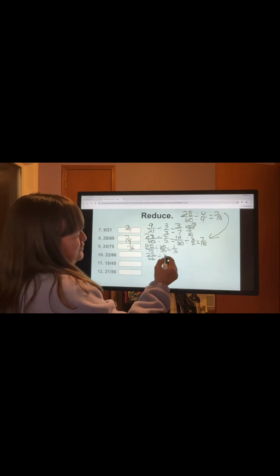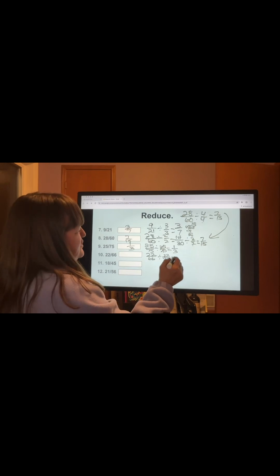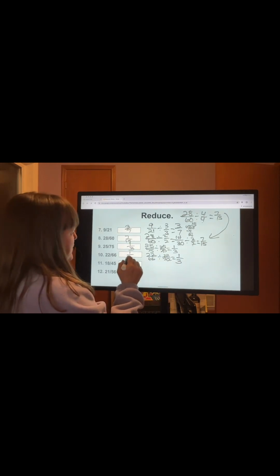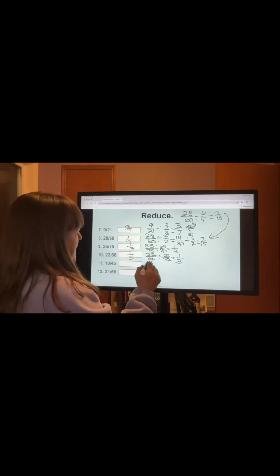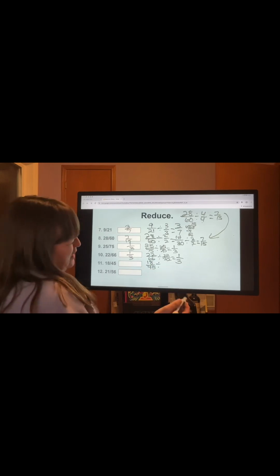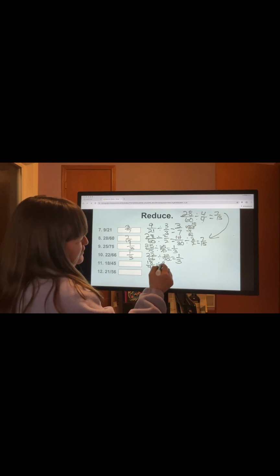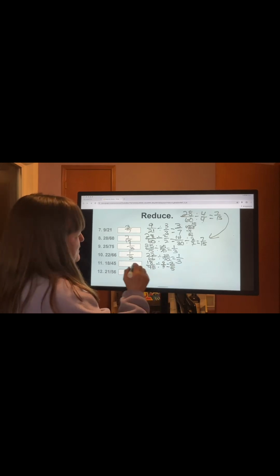How about 22 over 66? I know that 22 times 3 is going to give me 66. So 22 goes into 22 one time. 22 goes into 66 3 times. So it'll be 1/3. How about 18 over 45? Let's try it. I'm going to guess 9. Let's try 9. 9 goes into 18 2 times. 9 goes into 45 5 times. So your answer would be 2 over 5.